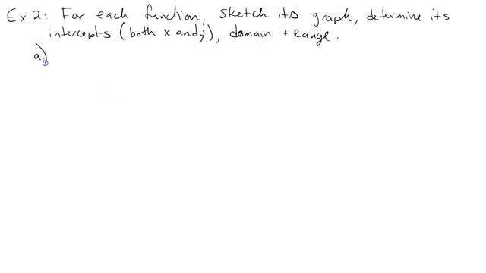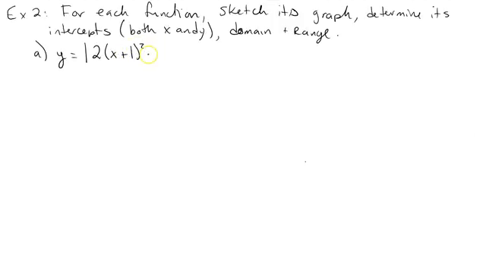So for A, we have y equals the absolute value of 2x plus 1 squared minus 8, and B, y equals negative x squared minus 2. So the B part is y equals the absolute value of negative x squared minus 2.